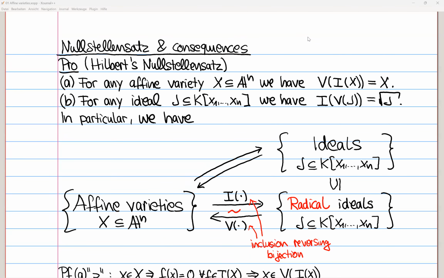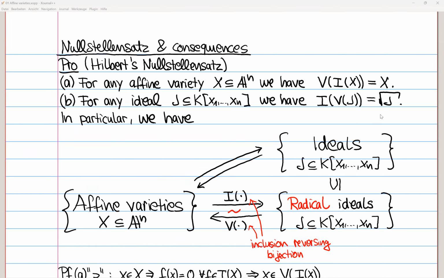So in the last video, we saw the Nullstellensatz, which told us about the correspondence between affine varieties and ideals, and said that if you take X and then take the ideal and then the vanishing locus, then you get back X. And if you start with an ideal and take the vanishing locus and then the ideal, then you get the radical of this ideal.